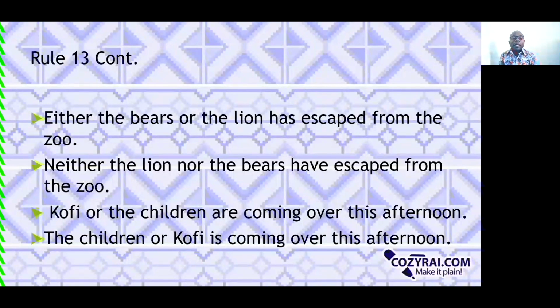The third one: Kofi or the children are coming over this afternoon. So Kofi, singular, the children, plural, "are" coming over this afternoon. On the other hand, the children or Kofi is coming over this afternoon, because once you join a singular and a plural subject with any of these connectors, the verb agrees with the nearer subject. It's also called the law of proximity in grammar.